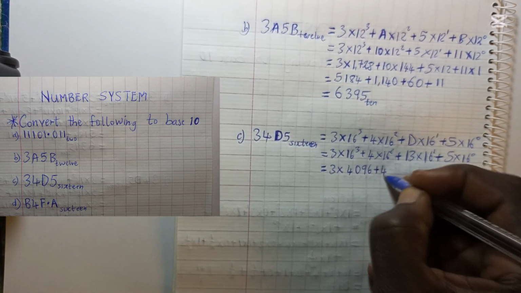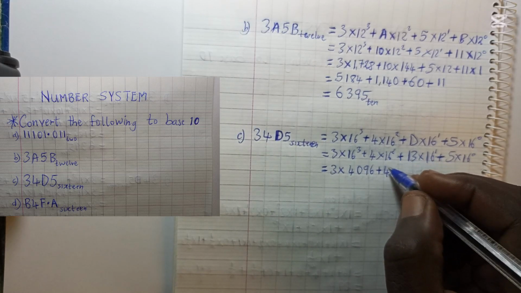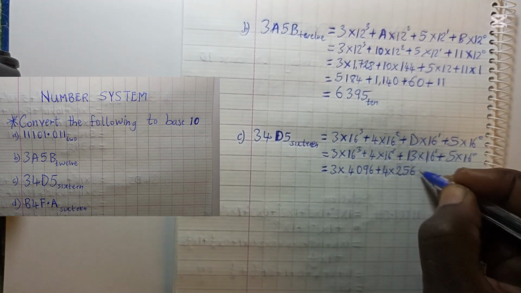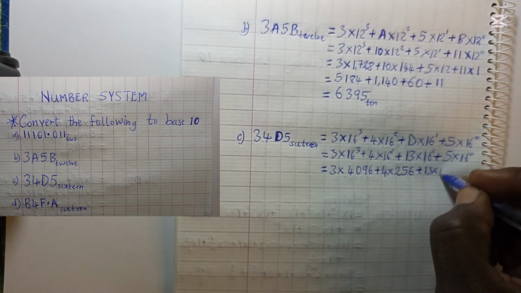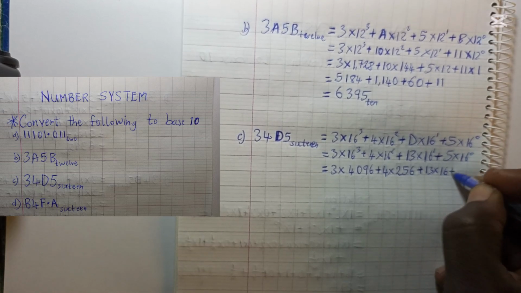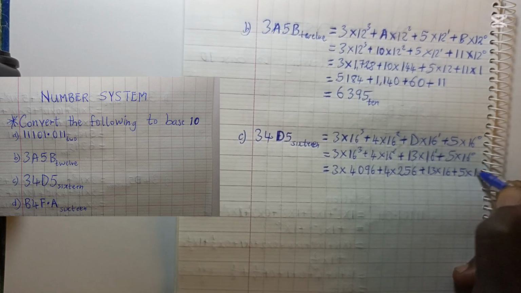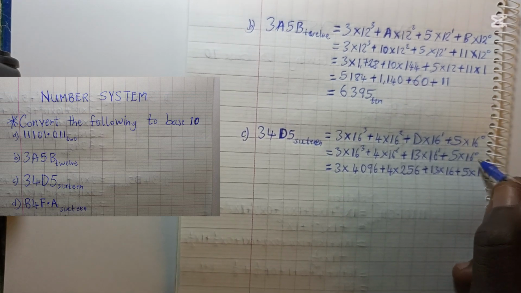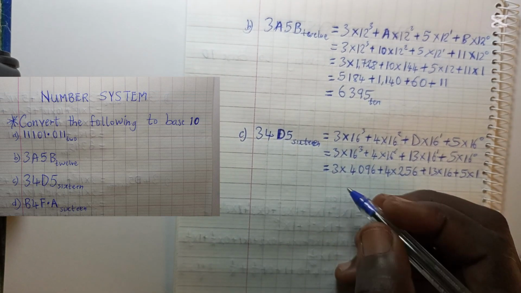plus 4 times 16 times 16, that is 16 squared, will give us 256. 256 plus 13 times 16 plus 5 times 1, because 16 raised to power 0, I told you any number raised to power 0 is 1, except 0. 0 raised to power 0 will give you math error. Every other number raised to power 0 is 1.